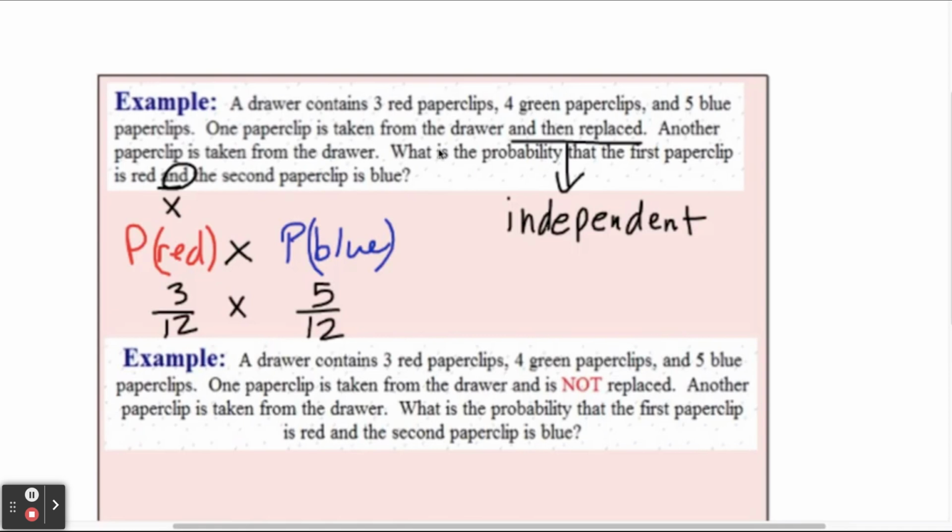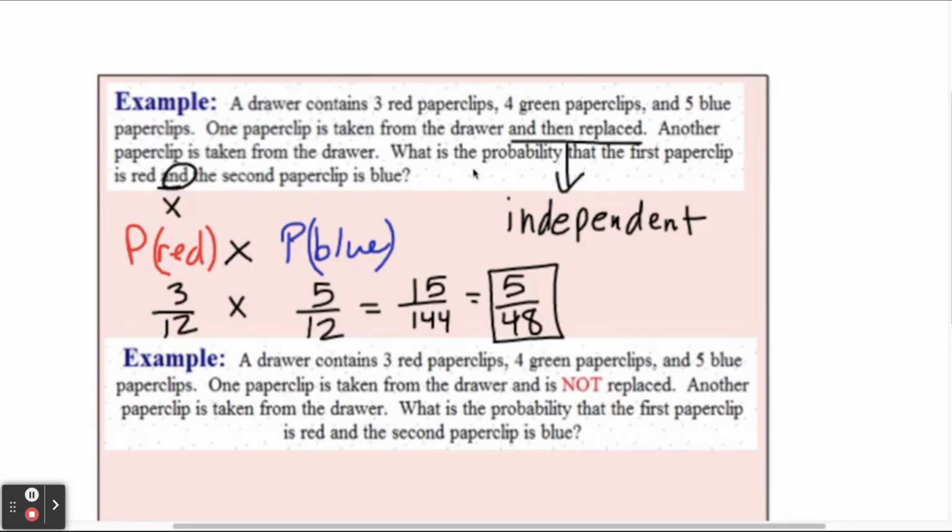Now, when you are multiplying fractions, you do multiply straight across the top and the bottom. So on top, I have 3 times 5 is 15. On the bottom, I have 12 times 12 is 144. I know that's a little bit of a tougher fraction, but you can actually divide that by 3 to get a probability of 5/48.